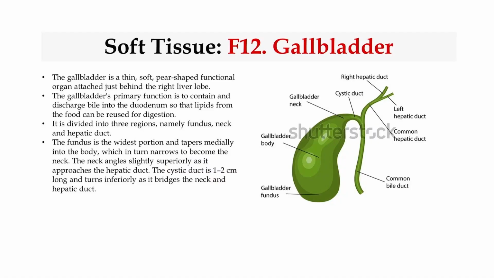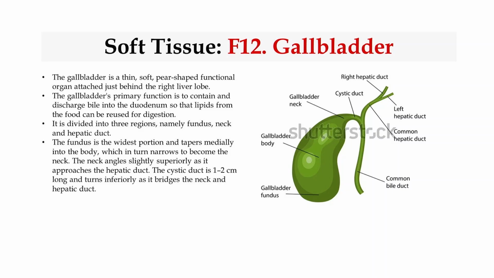And it is commonly used for many finite element or computational models. Let's go further. The next tissue is the gallbladder tissue, which we just noticed at the bottom of the liver. This has a function of its own. So this is a thin, soft, pear-shaped functional organ attached just behind the right liver lobe, right?